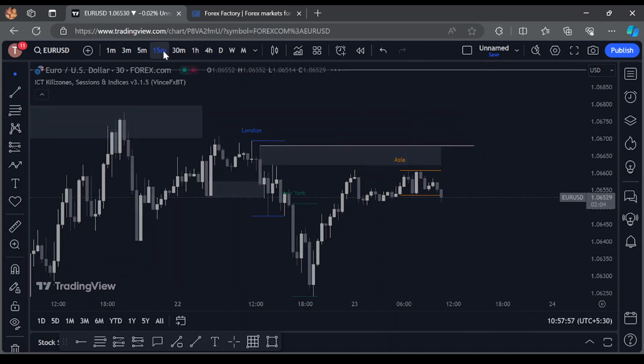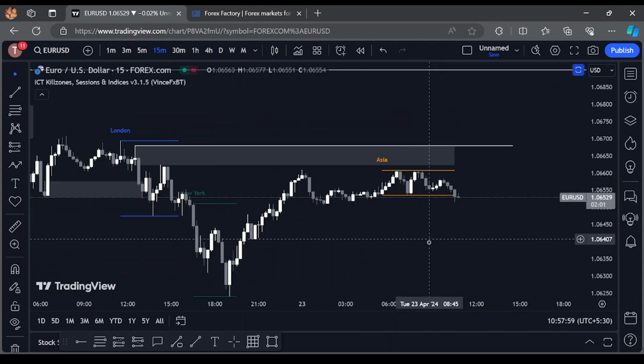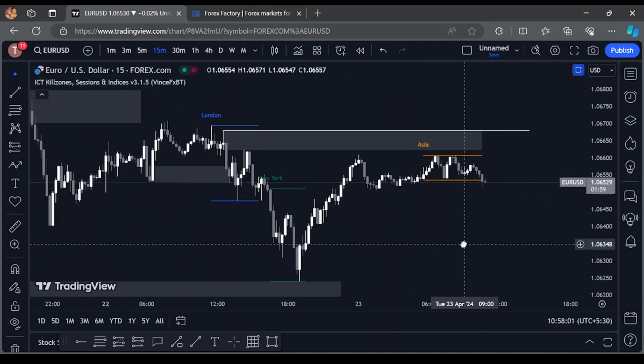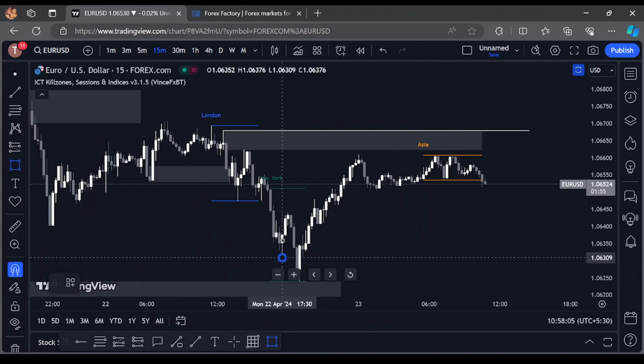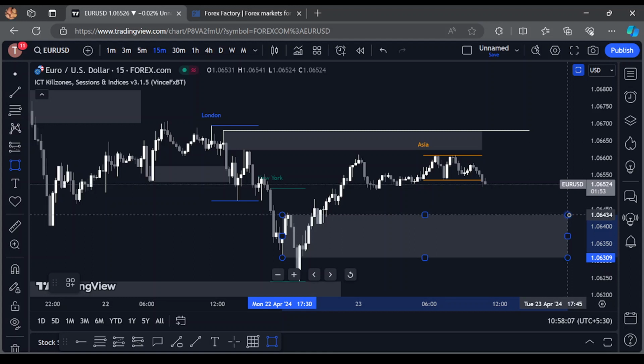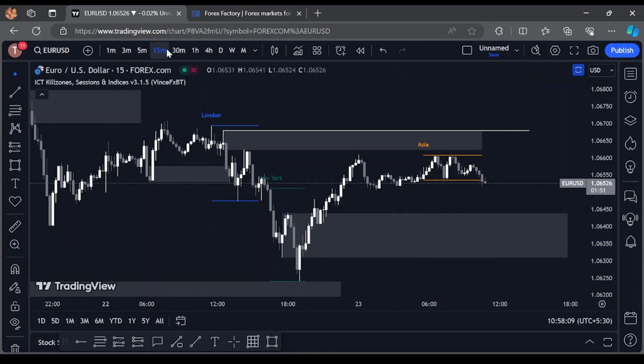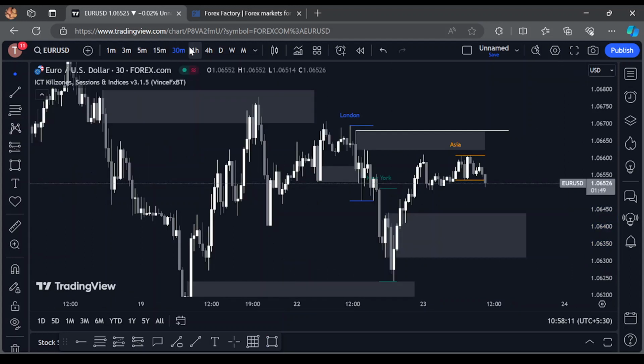So let's move to the 15 minutes for a precise picture of where we can react from. So what we have here is we have already reacted from this zone. Let's move to the higher time frames for a bit of confluence.